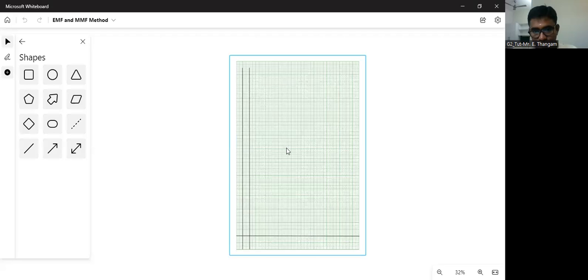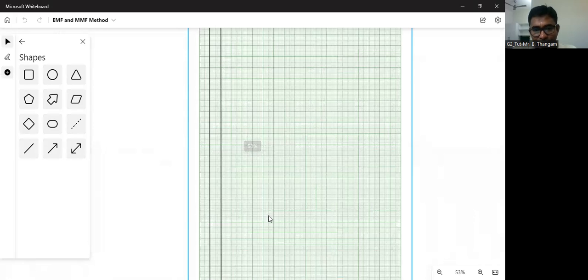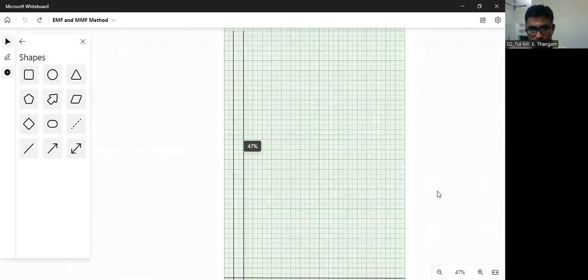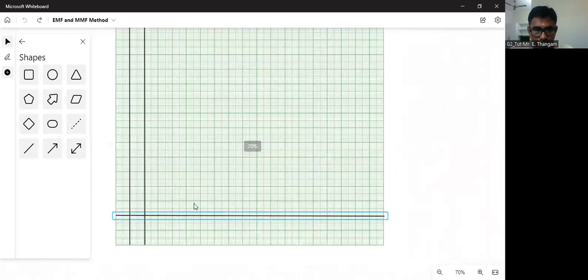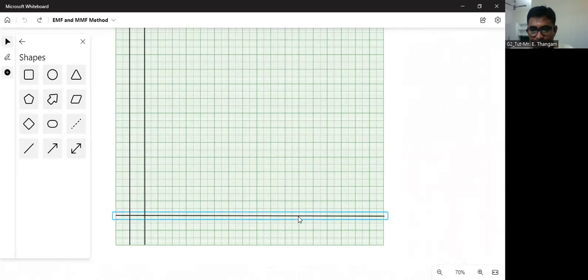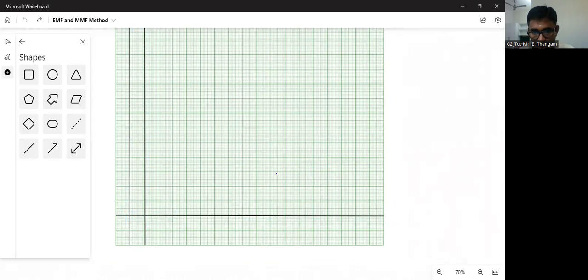Okay, this is our graph. We have one x-axis and two y-axis. That is very important. Before drawing the graph, you should mark one x-axis and two y-axis. The x-axis is always your field current IF in amps.